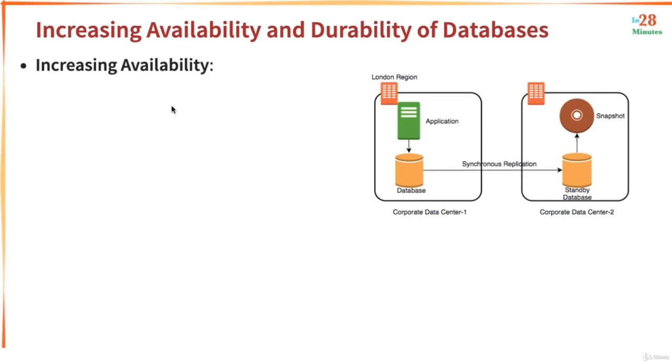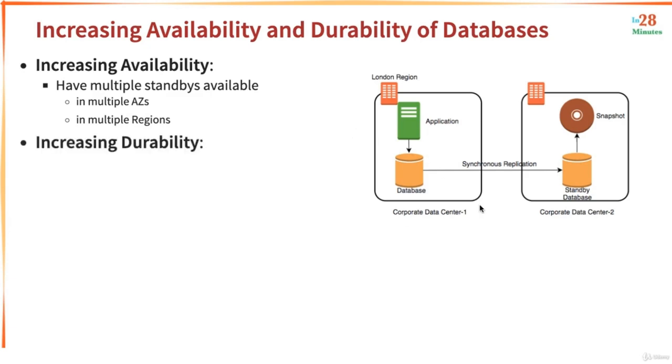So how do you increase availability and durability of databases? Increasing availability is by having multiple standbys. So if one of these fails, immediately the other one picks up. Making sure that you have multiple standbys in multiple availability zones, not just in one availability zone, but spread them across and in multiple regions, so that you can protect yourself from failure of a complete region.